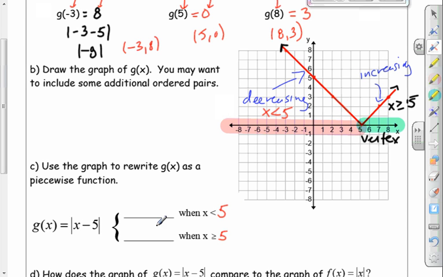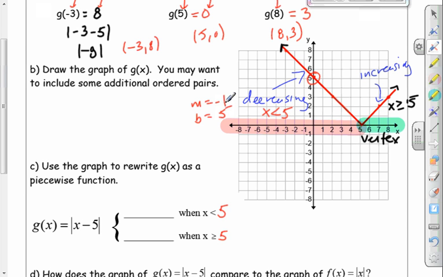Now we need to define rules that cause this decreasing and increasing graph to occur. So we need a slope and y-intercept for each part. For the decreasing part, we can use slope triangles. You can count down 1 over 1, down 1 over 1. The decreasing part has a slope of -1. The y-intercept of the decreasing piece is right here at 5.